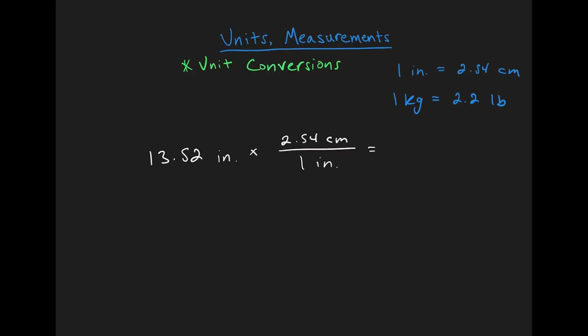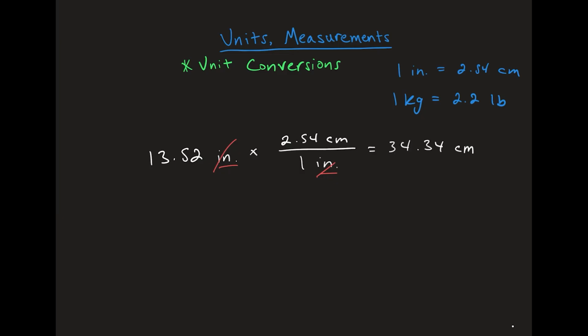Just ignoring the units for now, when we do this multiplication, 13.52 times 2.54 over 1, so just 2.54, we get 34.34. Now for the unit of our final answer, we have an inch being divided, since it's in the bottom, by another inch. So these two cancel out, and we're left with centimeters. So that's how you would convert inches to centimeters. We put our target unit on top.